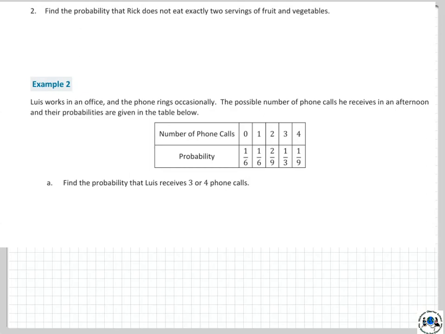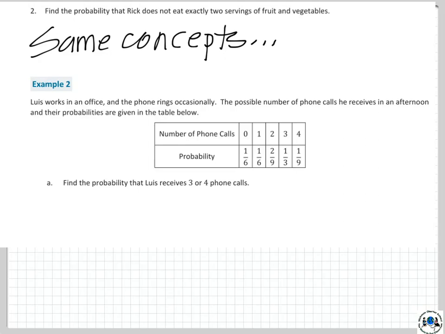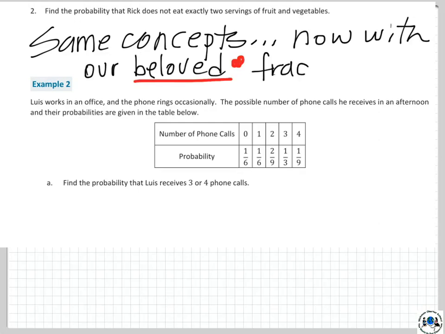Okay, so we did that one up top there already. Here's example 2. This example 2 now is going to be the same concepts, same ideas, but now with our beloved fractions. Yes, we love them. Okay, our beloved fractions, which take a little bit extra work, but well worth it, and to keep up our practice with fractions. Now we have Luis, who works in an office, and the phone rings occasionally. The possible number of phone calls he receives in an afternoon and their probabilities are given in the table below.